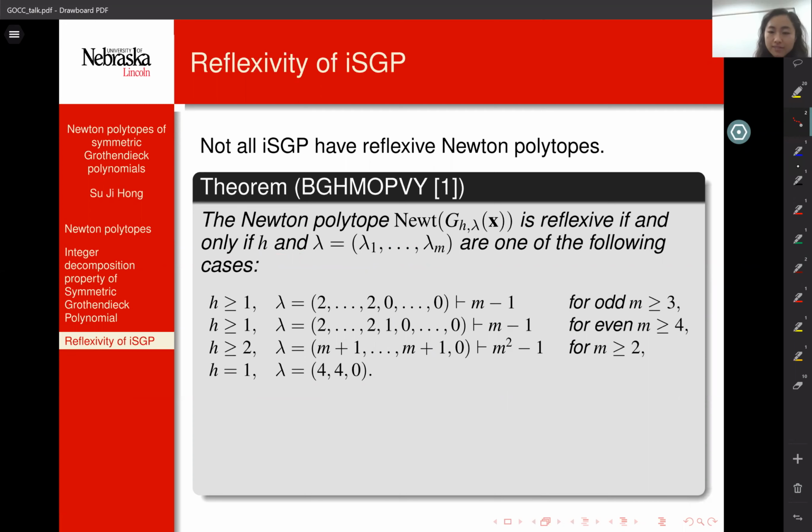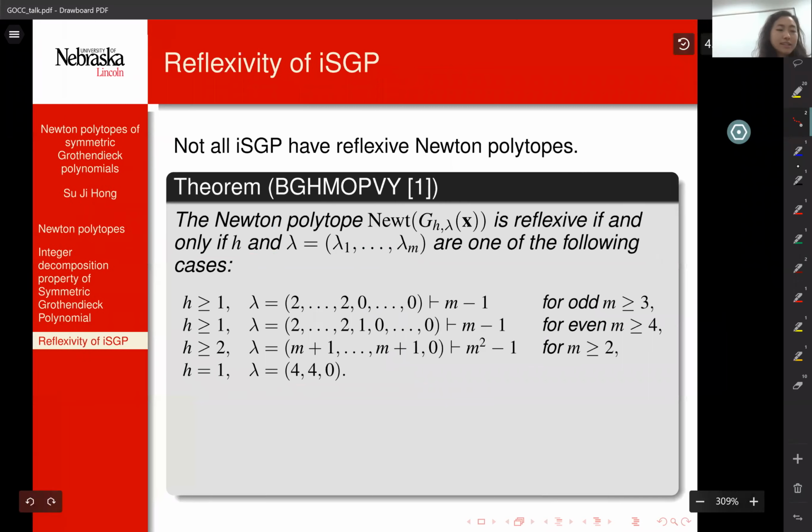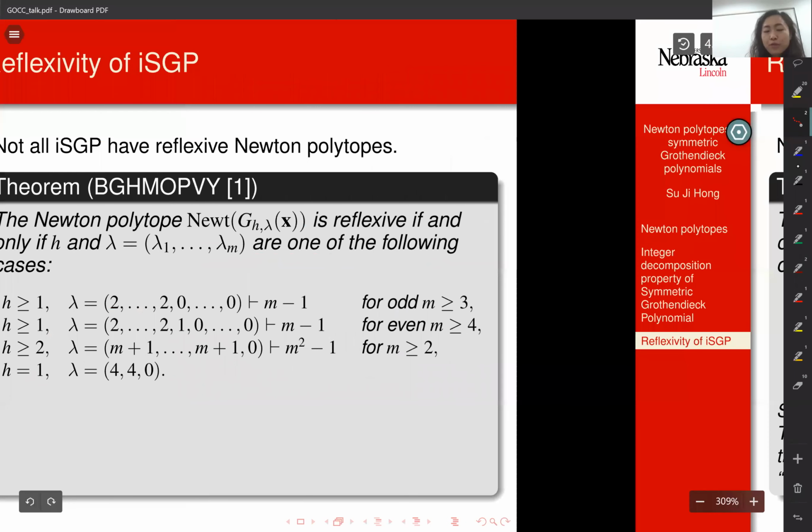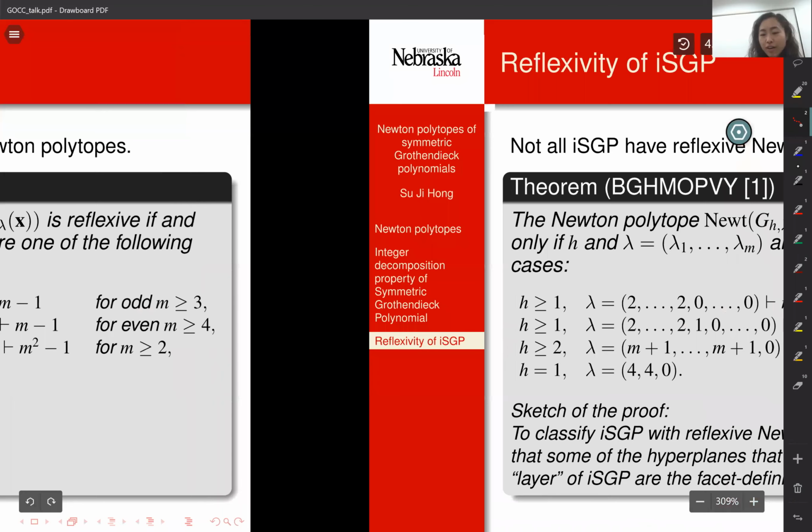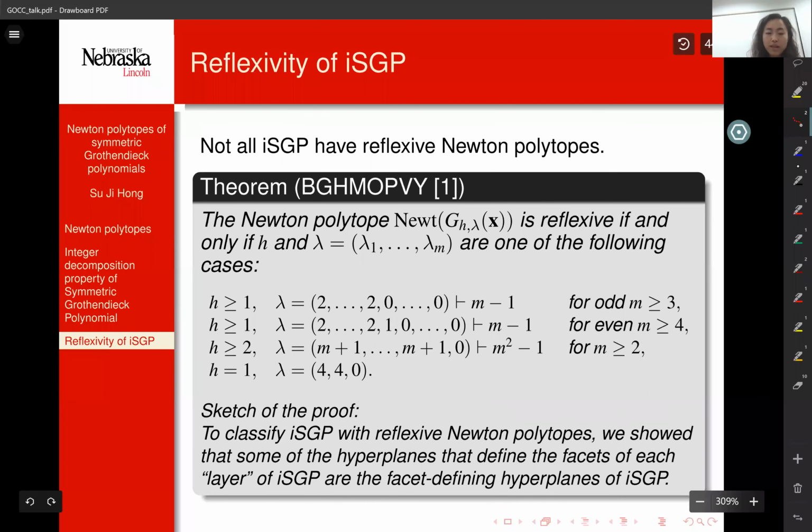I'm not going to look at the details of this, but the idea of the proof was that we wanted to identify all the facets, so that we can say that each is lattice distance 1 away from the unique interior point. So the first thing we had to do was identify which ones have unique interior points. And then out of those, we had to identify all the facets for those Newton polytopes.